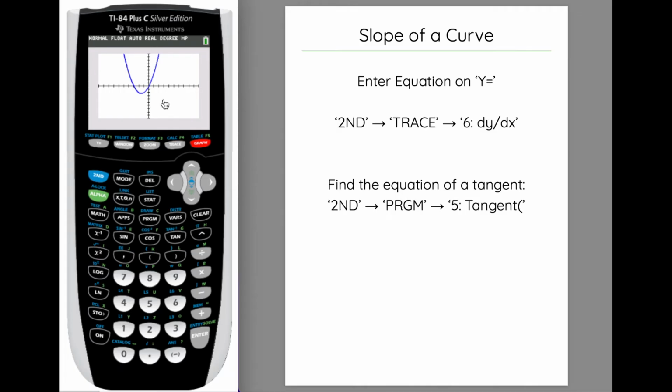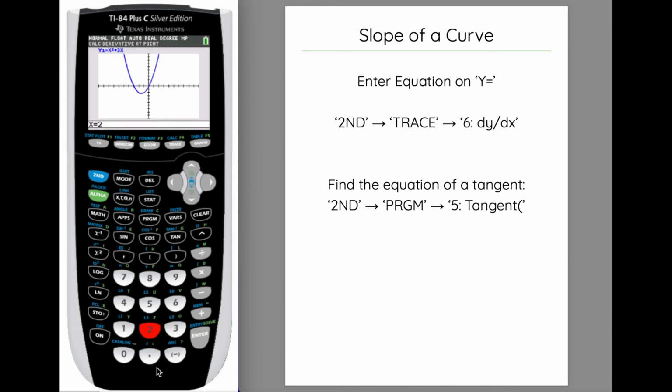so we want to know the slope of the curve. One way we can do that is we go second trace, and then it's this 6 option here, number 6, that's dy dx. So that's the slope of the tangent at a specific point. So when we choose that, it's asking us, we type in which x value are we looking for. So I want to look when x is 2.